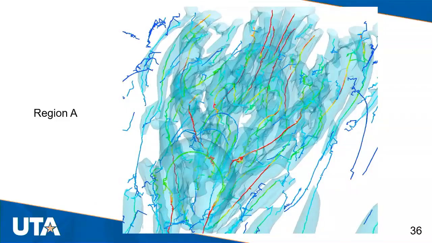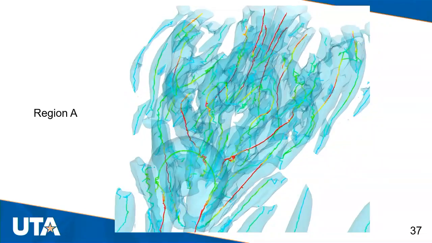Well, region A is somewhat complicated, right? Not a simple vortex structure. And you can see these, maybe you feel like they are in a mess. I then remove the weak vortices. I only keep the vortex co-lines inside the isosurface. Then you can see these vortex co-lines match the isosurface pretty well.